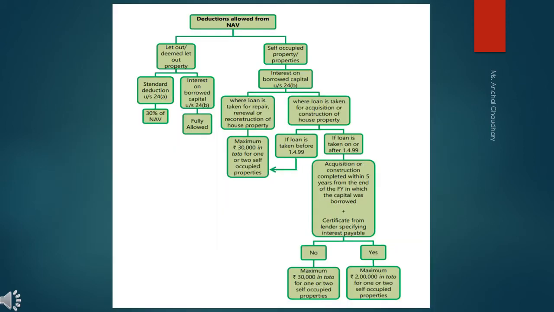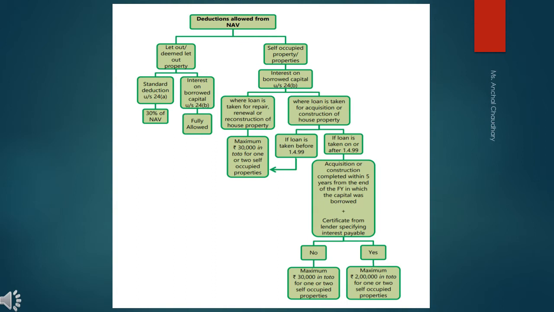So this is a chart which helps you to understand the various deductions which are allowed under the income from house property. First condition is, if that house property is used as let out or deemed let out property, in that case a person or SSC will get the standard deduction of 30% of NAV, and also interest on borrowed capital. If there is any kind of borrowed capital regarding that house property, then that interest will also be considered as your deduction, and that is fully allowed.